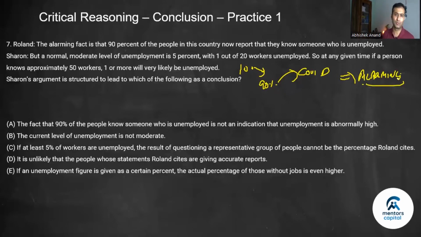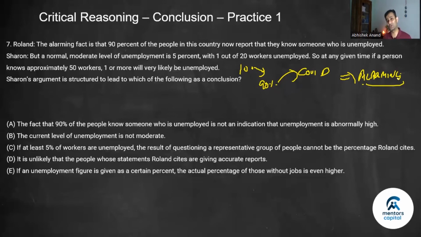So that would be a very big number, right? What would be the counter to this? Can you think of a counter? I'll give you an example. Let's say 100 people in this batch are studying with me, and 90%, which is 90 people, know someone who is suffering from COVID, and therefore I conclude that COVID is really severe now, a very serious issue. What could be a counter of this?